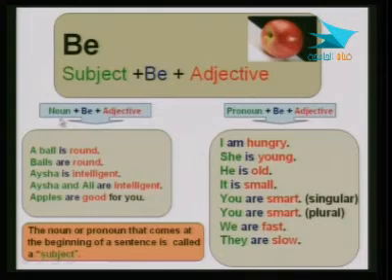We have, okay, this form and this form. Noun, be, adjective. Pronoun, be, adjective. Okay, the adjective comes after the verb be. And the form of the verb be changes with, of course, the number of the subject and the kind of subject that we have. Singular or plural. Okay?